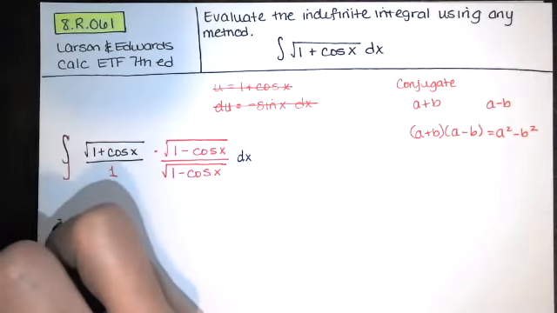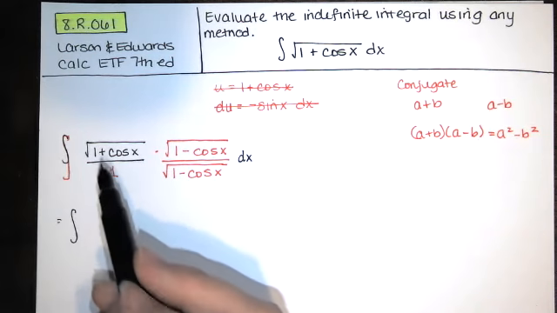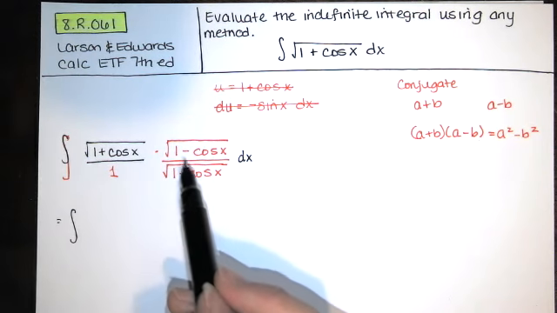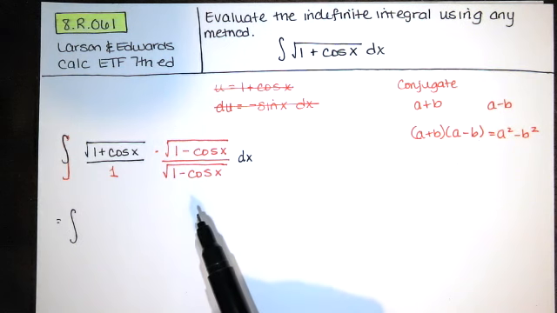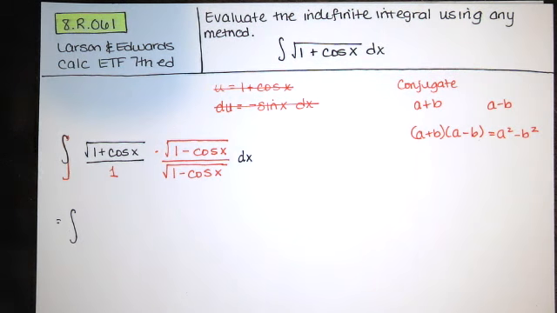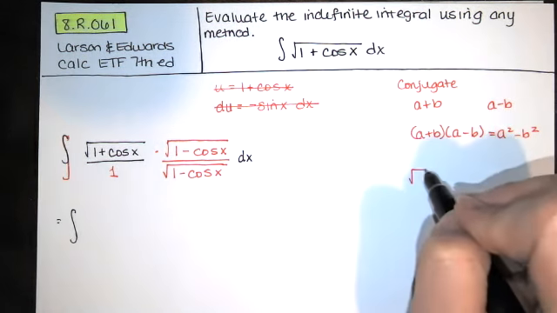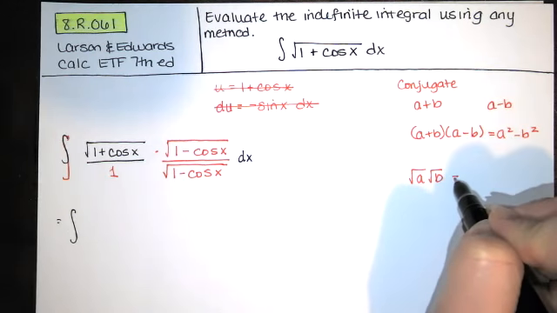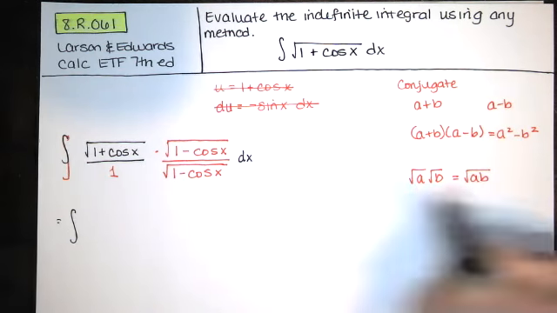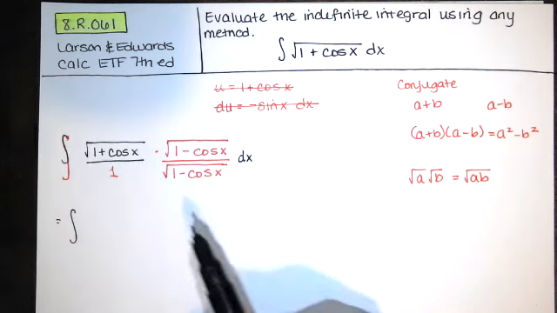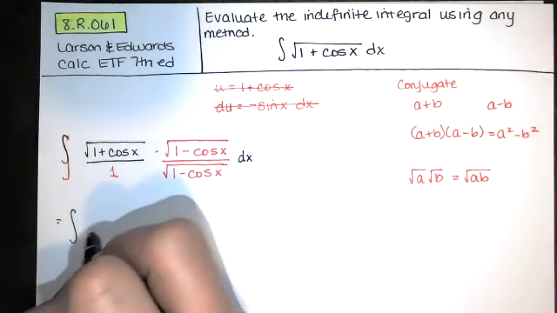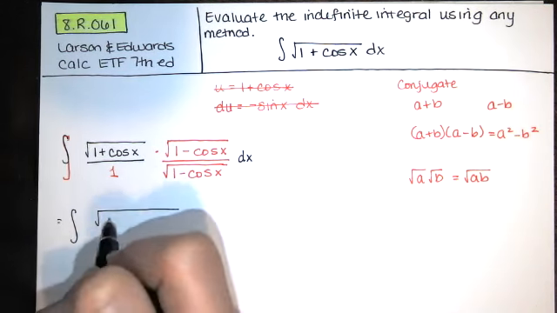Okay, so we have this. I have the square root of 1 plus cosine times the square root of 1 minus cosine. And then we have this fact: the square root of a times the square root of b is the square root of a times b. So you just write these under one square root and multiply them.